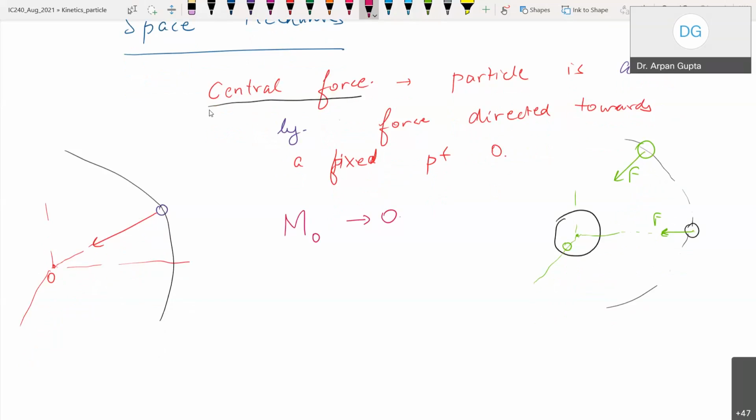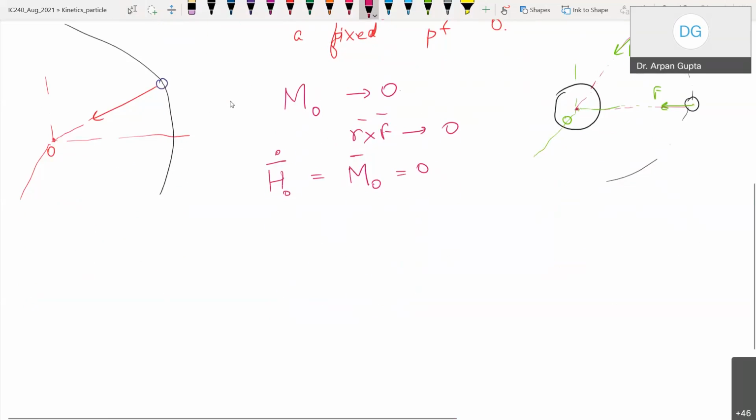Because if this force is always acting towards the center, when we say the moment of this force, it is r cross f vector. And since both r vector and f vector are collinear, therefore the r cross f is 0 and moment is 0. If moment is 0, then this equation says that the rate of change of angular momentum is equal to moment about that point. And if this is equal to 0, it implies that the angular momentum about the point O is constant. Very important result again.